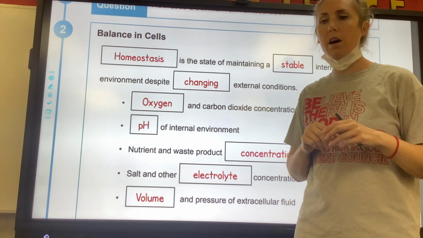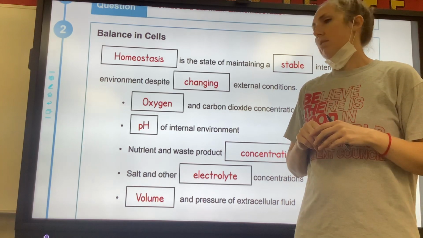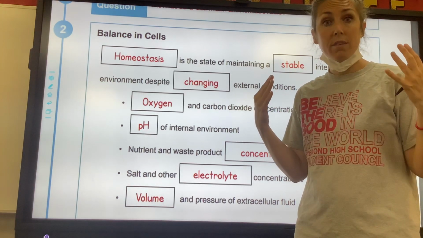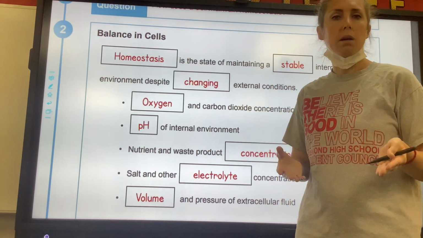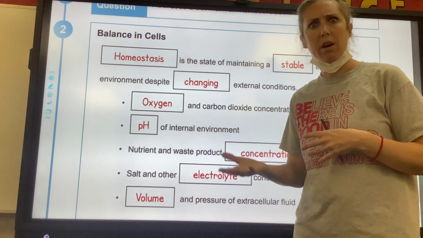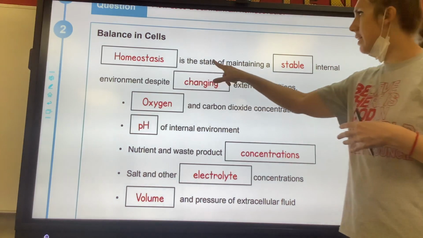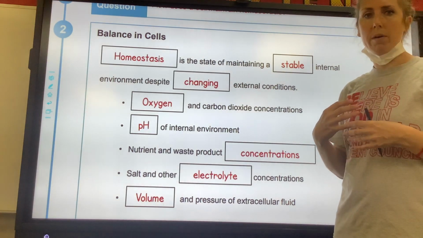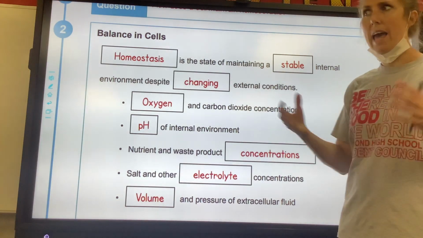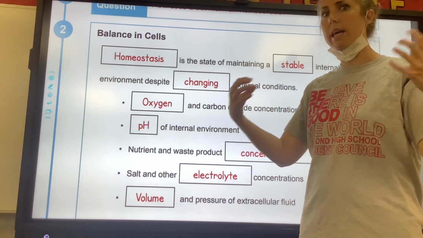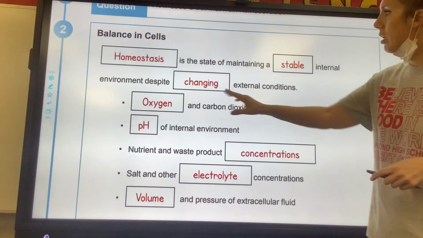If we're in the middle of a heat wave, you're not going to be heating up to 110 degrees like your outer external environment, okay? You are going to be doing things to maintain a stable internal environment, okay? So homeostasis is just how you're adapting, how you're staying happy, healthy, safe, okay?